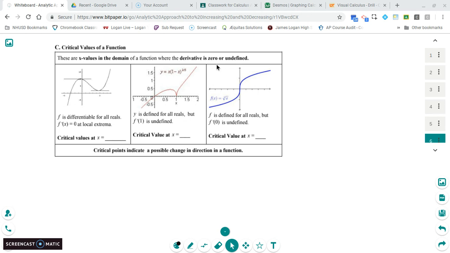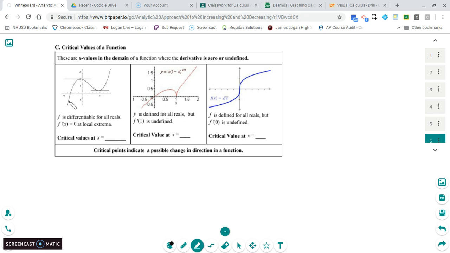We looked at second derivatives and tried to find these where the second derivative was 0 or undefined. So we typically will call those critical values. All right, so what are they actually referring to? We have an example here of a function.